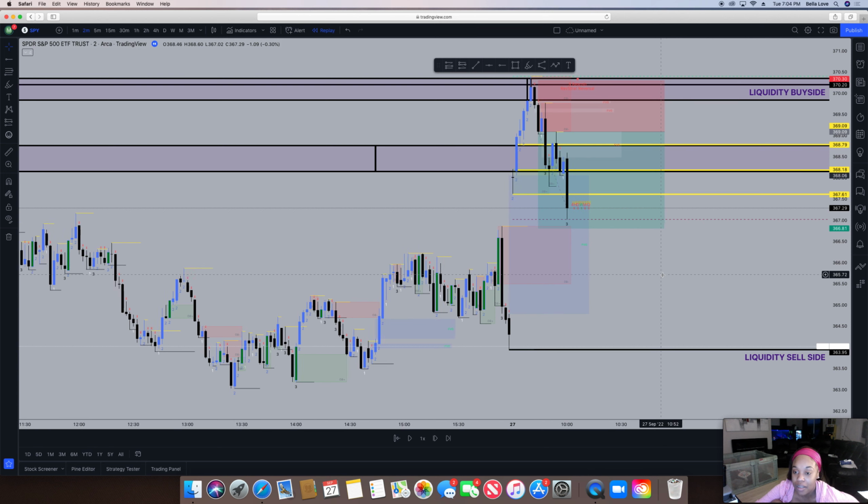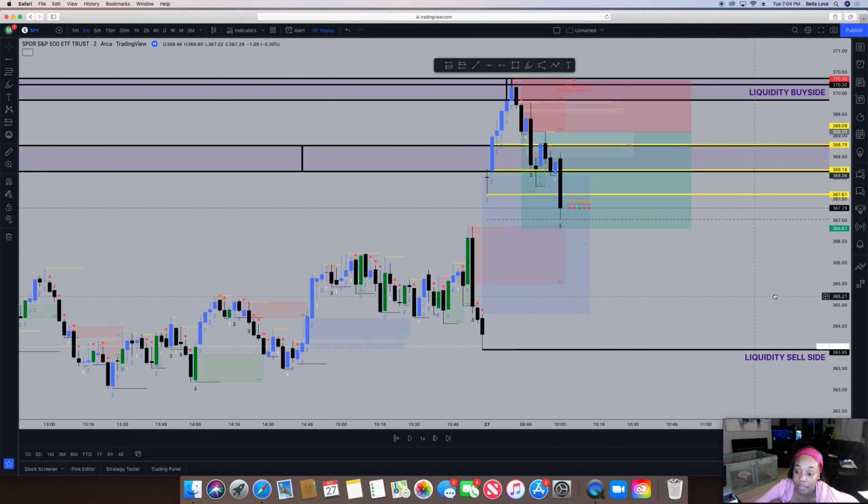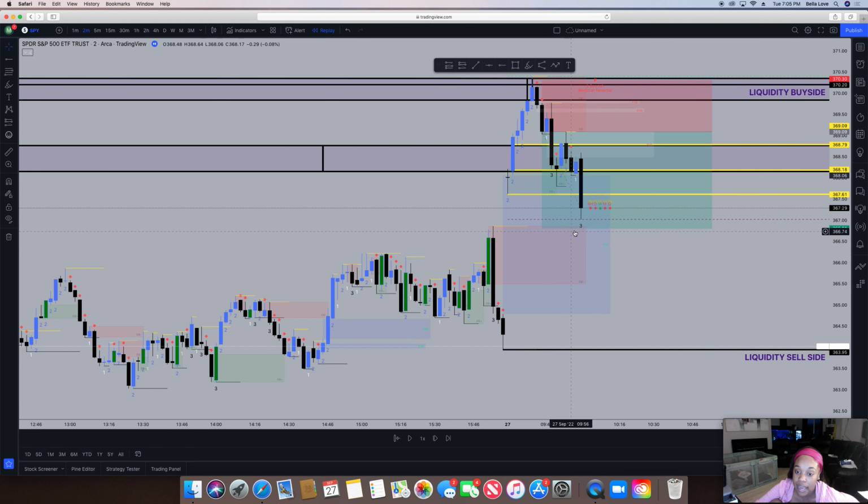So yeah, you guys can see here how it took out all these target points. Now it is going back to retest an order block, so I'll add another target down here. Just make that line yellow.